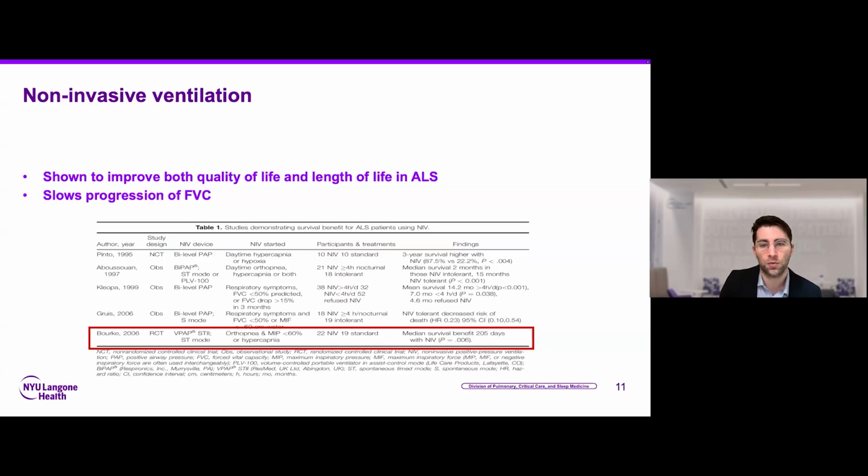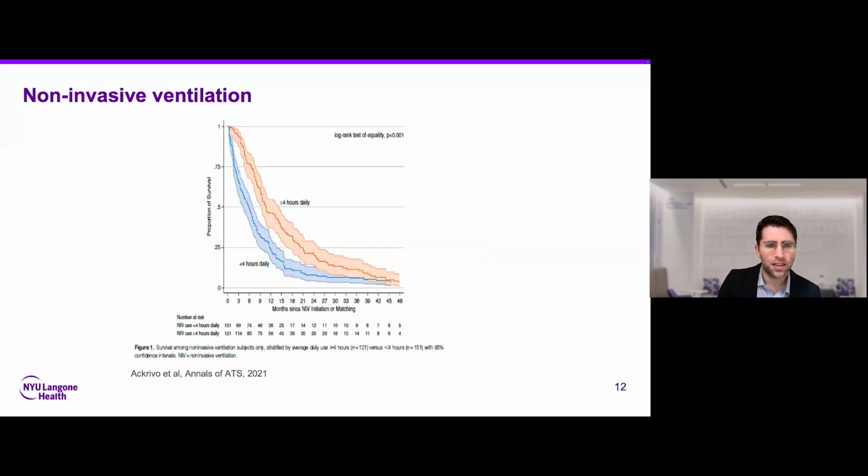That being said, there's only been one randomized clinical trial that has looked at this question, and that was published back in 2006. It's highlighted here in this box in red. And that was a very small trial that involved only 41 patients who were randomized either to the non-invasive ventilator or standard of care at that time, which did not involve any non-invasive ventilation. The benefit in that trial, it should be noted, was most largely seen in those who did not have severe bulbar disease.